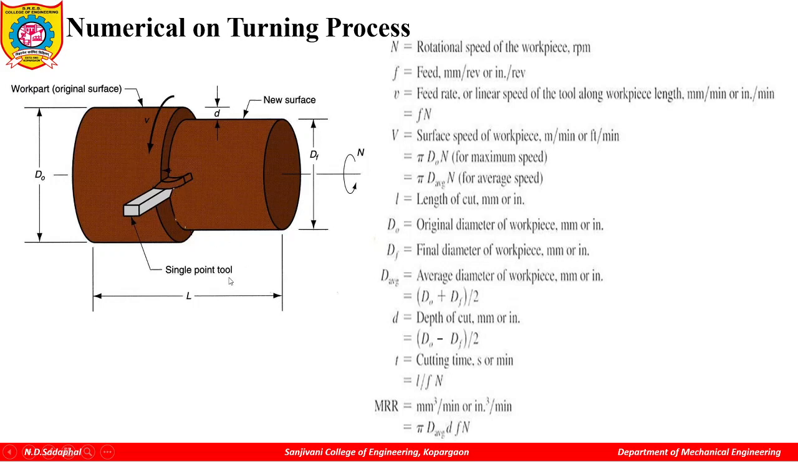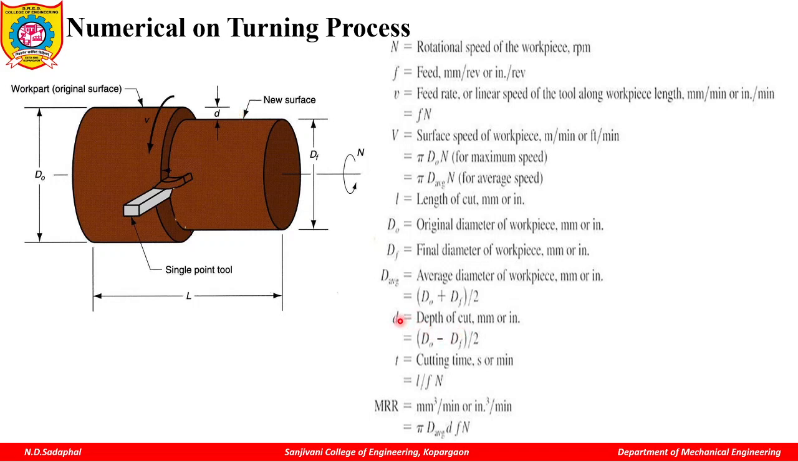Now you can see here different nomenclatures are given. You can see this is the diameter DO. So DO is the original diameter of your workpiece or diameter of raw material, initial diameter, and you can see here in this portion diameter is reduced. So it is a final diameter and it is denoted by DF. So DF is the final diameter and DO is the original diameter. Now you can see here there is a difference in the diameter. So that difference is denoted by the small d, which is called a depth of cut. Small d is a depth of cut.